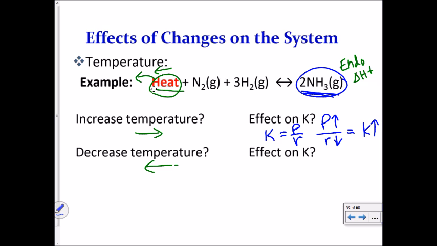So the opposite is true here. If K is products over reactants in general, and we are making more reactants, this is going up, and your products are going to be decreasing. So generally, K is going to decrease. Okay, does that make sense? Thinking about the way it's going to move the K value?